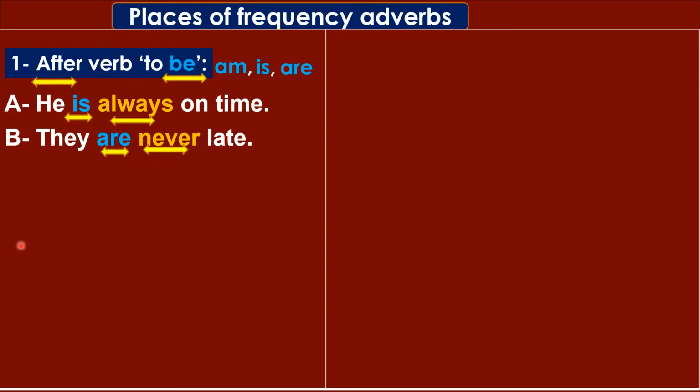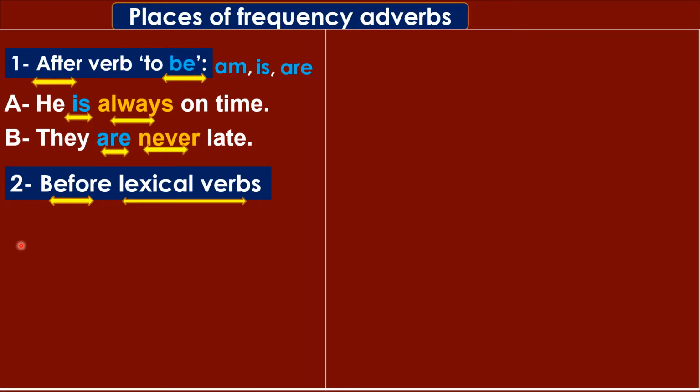Now let's have a look at what we call lexical verbs. Frequency adverbs come before lexical verbs, and when I say lexical verbs, I'm talking about verbs which have meaning, like for example go, eat, drink, play. They are different from the helping verbs.